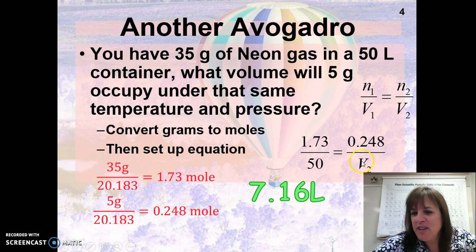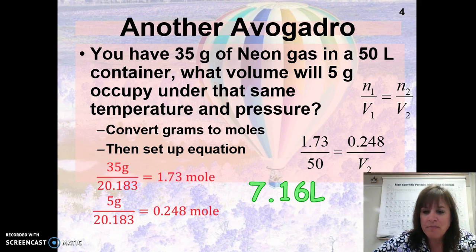So in order to solve this, you have to cross multiply. So V2 comes up here and 50 goes here. So you should take 0.248 and multiply by 50. And then you're going to bring the 1.73 down here. So you're going to divide that quantity by 1.73, and that will give you V2. So if you did that, you got 7.16 liters.